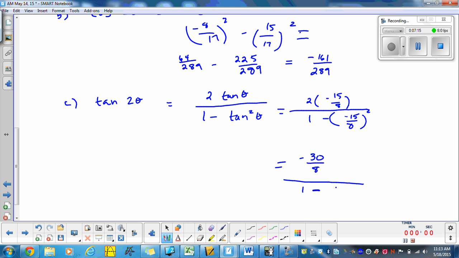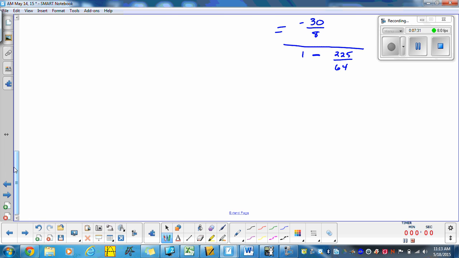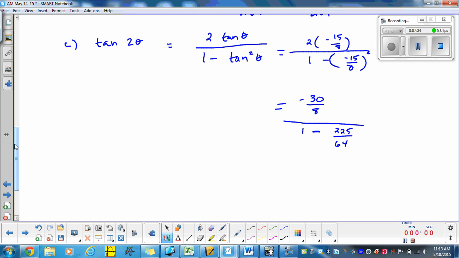So this is 225 over 64. We're going to use a common denominator, and our common denominator is going to be 64 for the bottom. So this will turn out to be 64, negative 38, keeping the numerator, and we're going to divide this by the denominator. So this is going to be 64 over 64 with the common denominator minus 225 over 64.